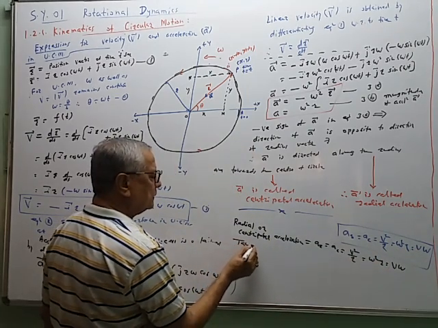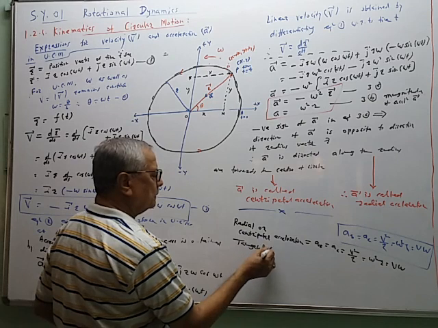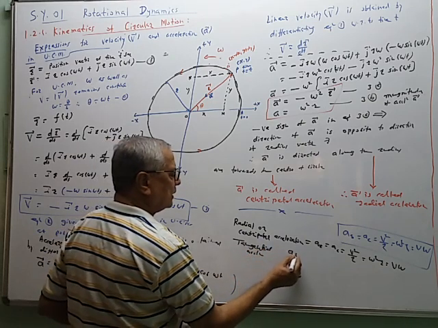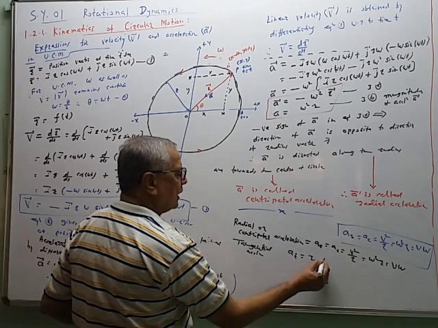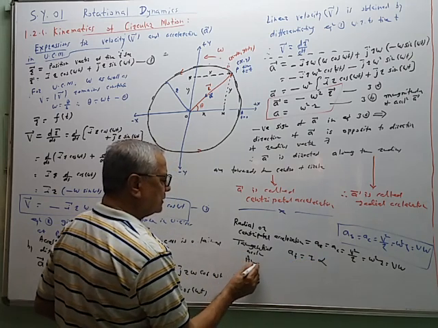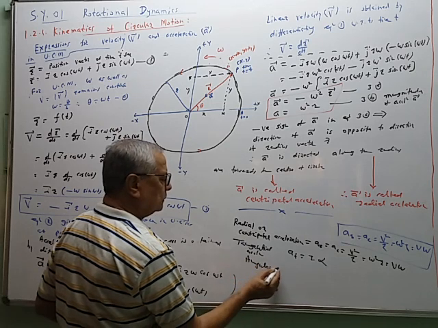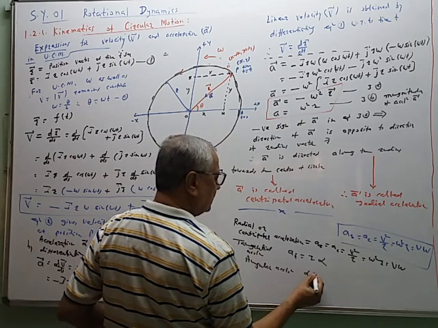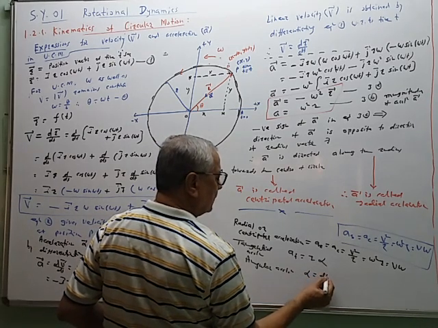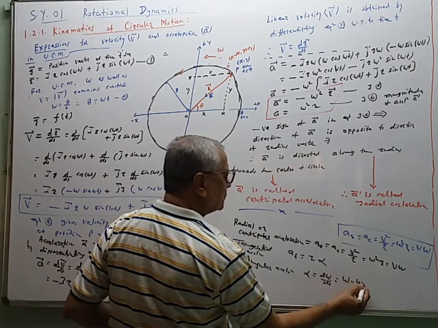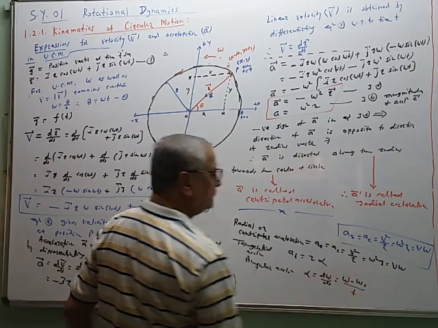Tangential acceleration AT is equal to r into alpha. Angular acceleration alpha is equal to d omega by dt or omega minus omega 0 upon time t.